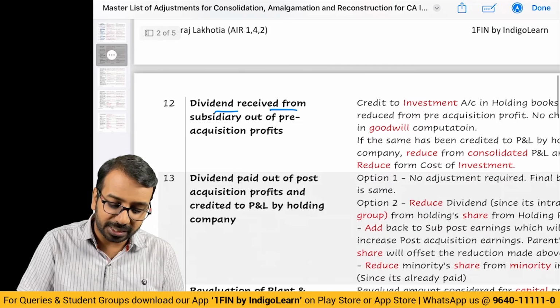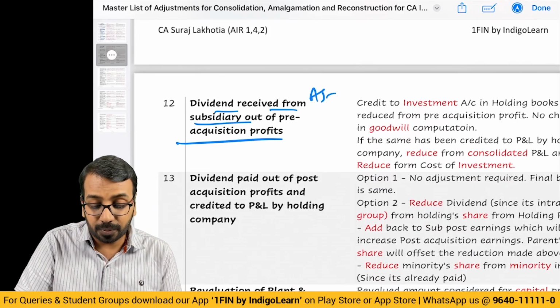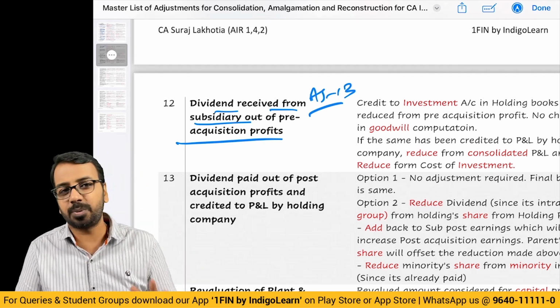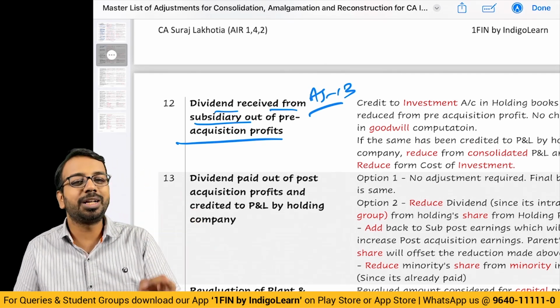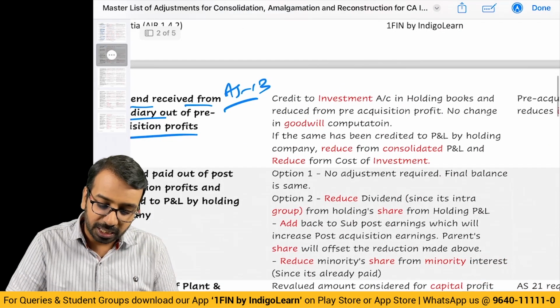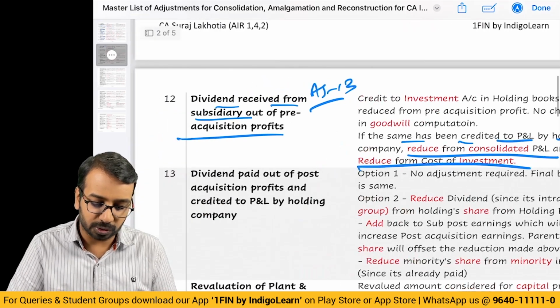Then if dividend is received out of pre-acquisition profit, please remember, as per Accounting Standard 13, it has to be reduced from the investment account. Now, a common adjustment here would be that the holding company has credited the dividend to the P&L account. What will you do in that case? If the same has been credited to P&L, reduce from the P&L and reduce from the cost of investment.